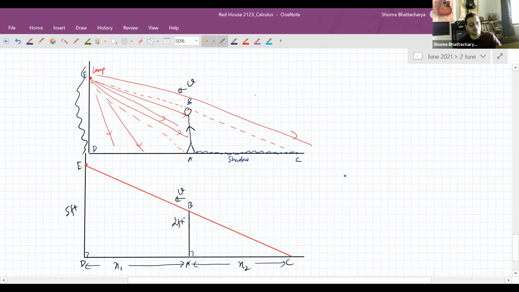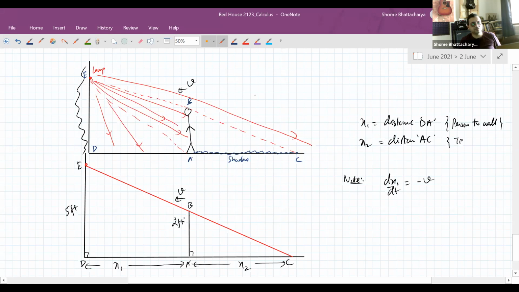So first thing we can understand is that x1 is changing in such a way that its rate of change is minus v. So x1 is basically the distance TA in my diagram, that is person to wall. And x2 is the distance AC, that is the tip of the shadow to the person. So this is the tip of the shadow. So Caleb, so far it is clear.